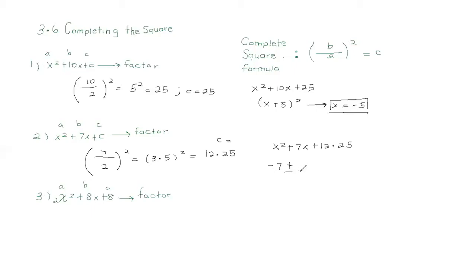So it'll be negative 7 plus or minus the square root of b squared, which is 49, minus 4 times the a value, which is 1, times the c value, which is 12.25, all over 2 times the a value, which is 1. When you simplify the equation underneath the radical, you get 0. So it'll be negative 7 plus or minus 0 over 2. So our answer will be negative 3.5.